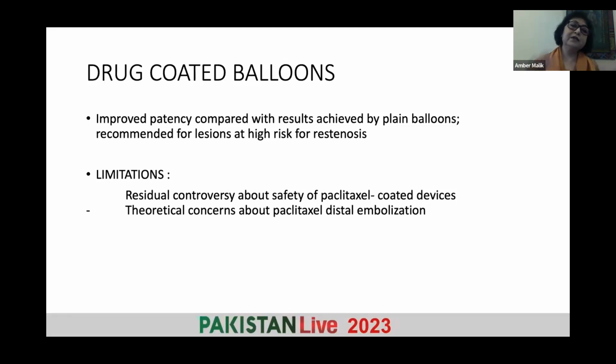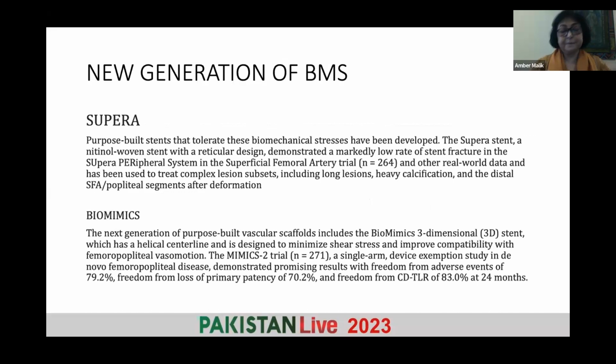And just to mention the drug-coated balloons that arrived with paclitaxel-coated devices, they gave us good results. However, theoretical concerns remain about paclitaxel distal embolization and their safety. As I mentioned about the stents, you have Supera, and then there is another new one, Biomimics. We unfortunately do not have the Supera stent here, but this is not a drug-coated stent. It's a BMS, but it has a nitinol woven reticular design, and it showed a markedly low rate of stent fracture.